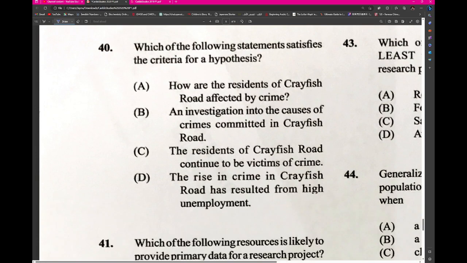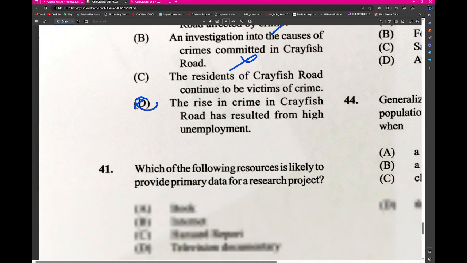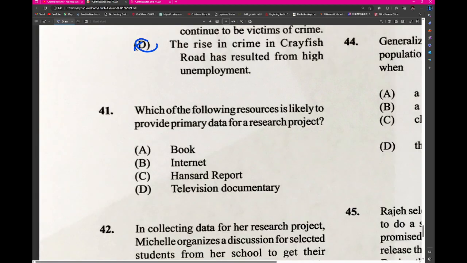40. Which of the following statements satisfies the criteria for a hypothesis? Oh, hypothesis is not a question. An investigation into the causes of that is not even clear. The residents of Crayfish will continue to be victimized by crime, and the rising crime will increase as a result of trauma. This is true. This is better. Right? 41, which of the following resources is likely to provide primary data?